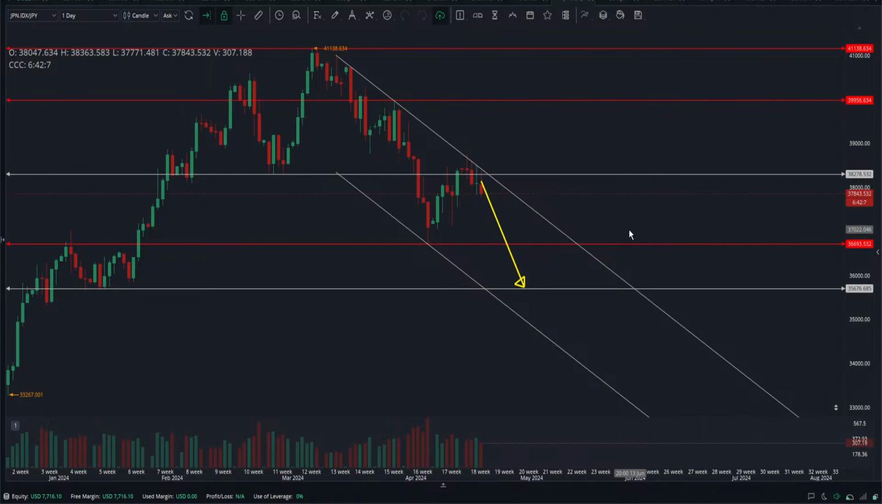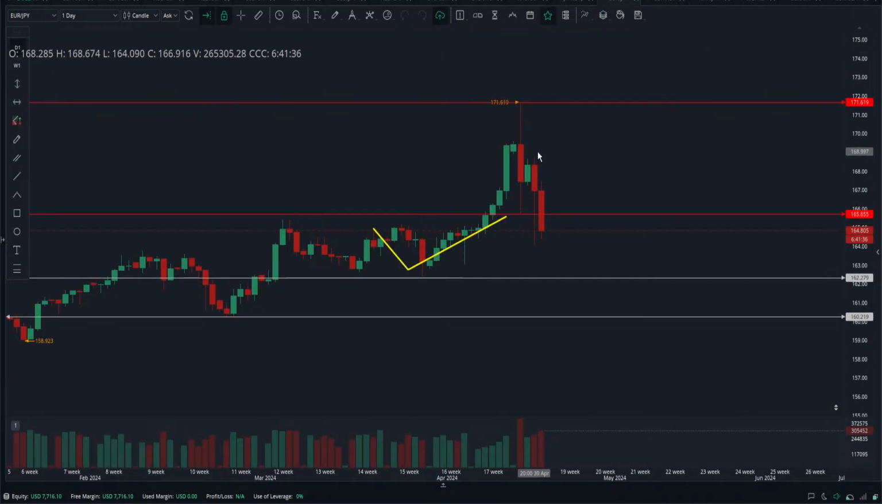Japanese index, that is Nikkei, we are looking for this to go to 36,693 and even beyond that, 35,676. The price action is moving very nicely. For any reason, if the price moves away from here to the upside, then it will be seen as a bullish market structure break, and 39,956 will be exposed above 38,278. But that is not the case. It looks like the price is going to break to the downside. 36,693 is the obvious price that we can see in this market.